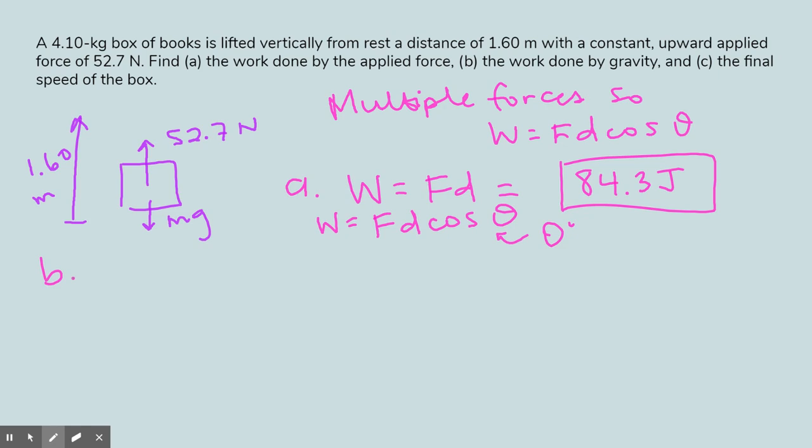Part B, the work done by gravity. All right, this one is slightly more complicated, but it's really not too bad. So in this case, we would have gravity and we have a force going this way.